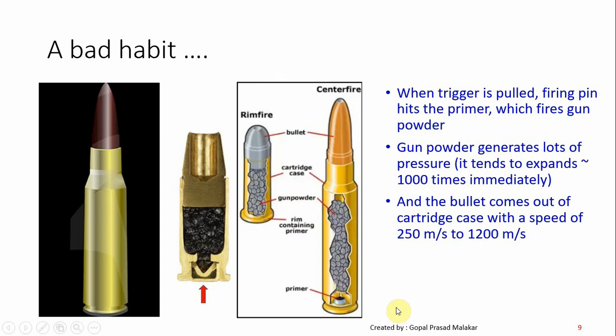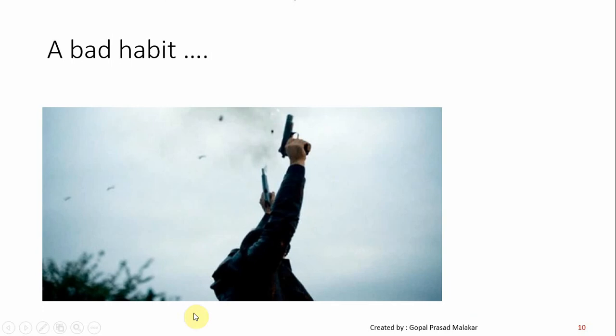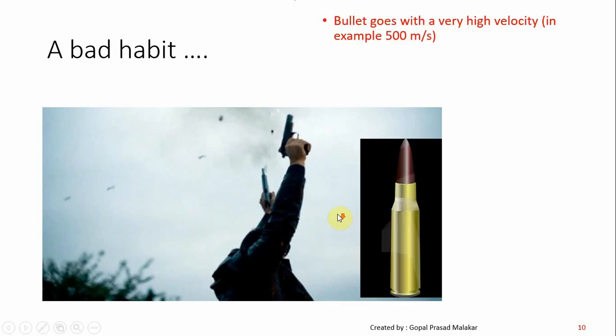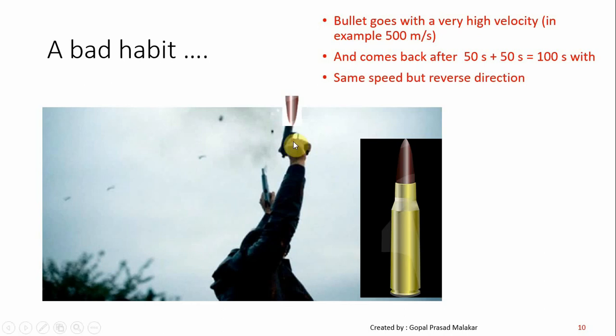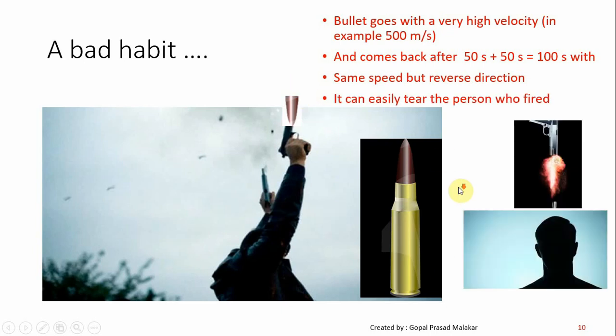This is such a high speed. So what happens when this guy is firing celebratory fire? The bullet goes upwards with a very high velocity, 500 meters per second. It went upwards for 50 seconds and then came back again after 50 seconds, but this time with the same velocity. So what happens? It went up, it came down, just the direction is reversed. This gun, if by chance after firing he has moved some seconds, it actually will come to his head only.